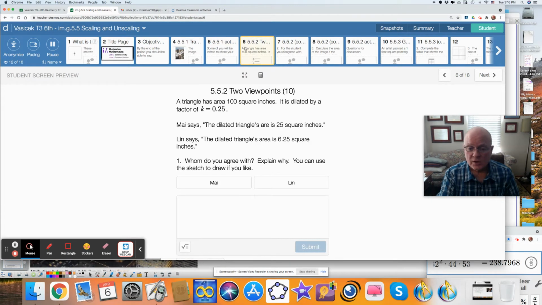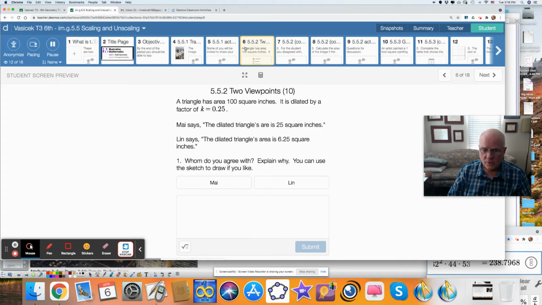The next part of this lesson, you have a triangle that has an area of 100 square inches. It's dilated by a scale factor of 0.25, which is 1/4. And Mai says the dilated triangle's area is 25 square inches. And Lynn says the dilated triangle's area is 6.25. With whom do you agree and why? And then on the next page, you're supposed to answer the person that you didn't agree with. How could a person get that for their answer?